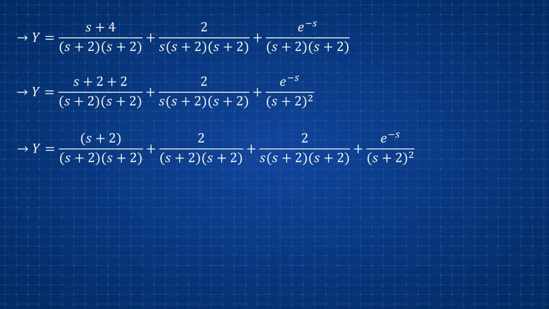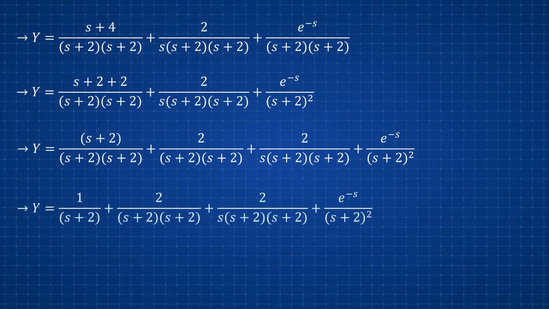So we continue simplifying, and you can see that in the first term, we can cancel out an s plus 2 and s plus 2 from top and bottom. And we're going to end up with just 1 over s plus 2. That's why it was better to do simplification this way, because we get a simple term. We have then plus 2 over s plus 2 squared, essentially, plus 2 over s times s plus 2 squared, plus e to the negative s over s plus 2 squared.